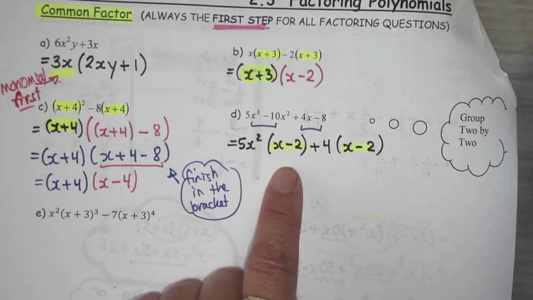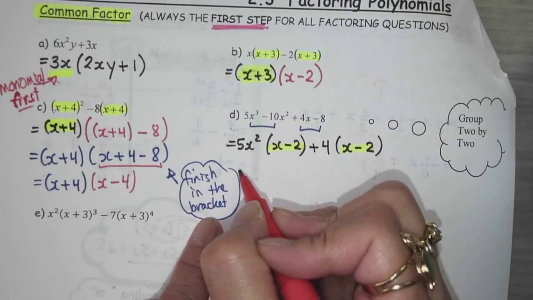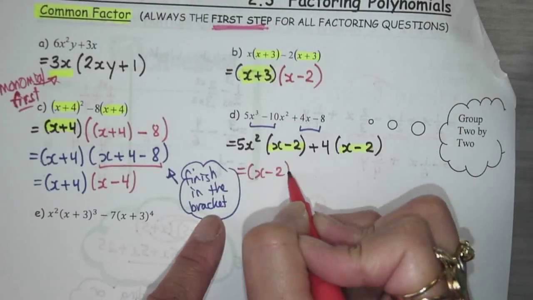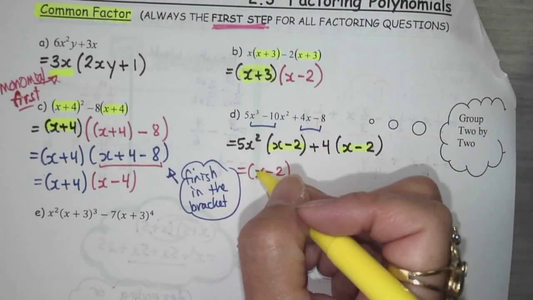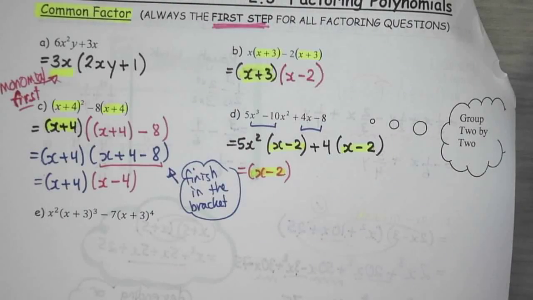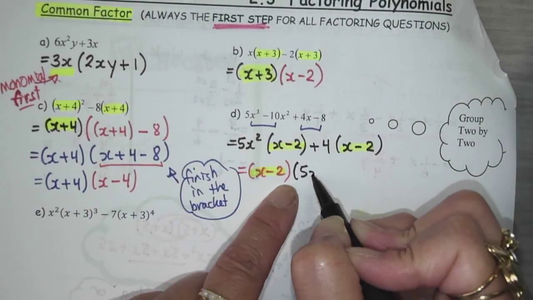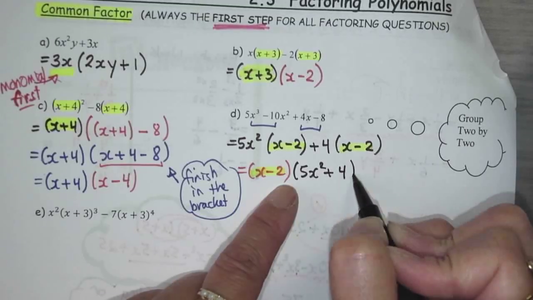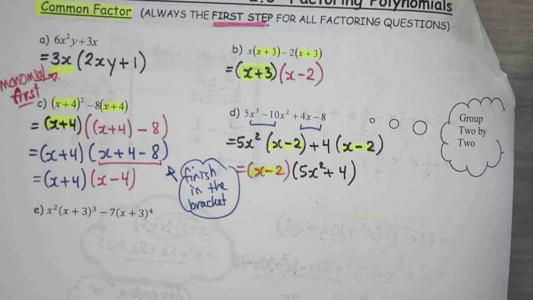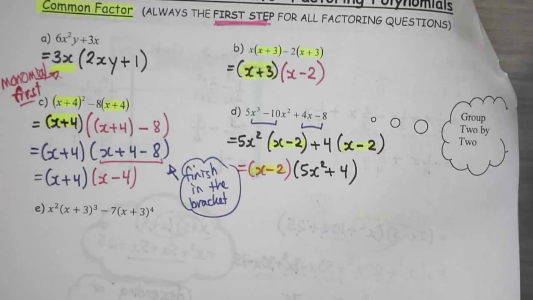Okay, so this one does work though, so that's good. We're going to put the x minus 2 here. That's this guy. Put it in front or behind, up to you, and write down what's left over. So we're going to go 5x squared plus 4, and you're done. Okay, so common factor.